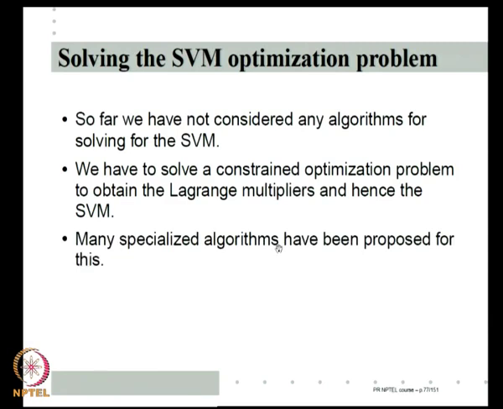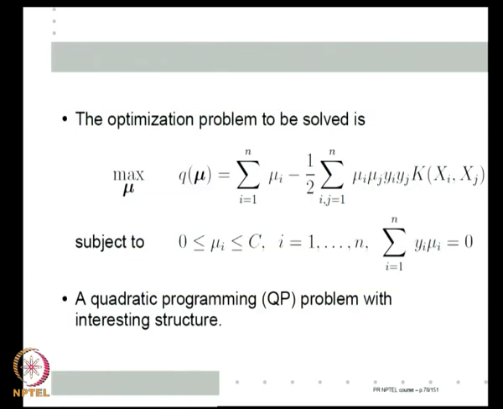This dual has some interesting structure. So, there are many specialized algorithms proposed for this. Okay. So, this is the dual. Let's remember this is the dual. We want to maximize over mu some objective function which I call q of mu, which is equal to summation i equal to 1 to n of mu i minus half mu i mu j y i y j k of x i, x j. This is like a quadratic form of the k of x i, x j's.